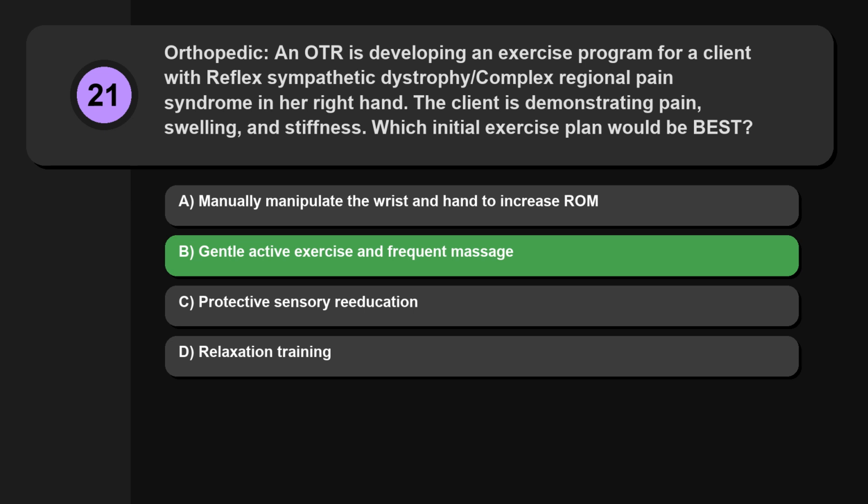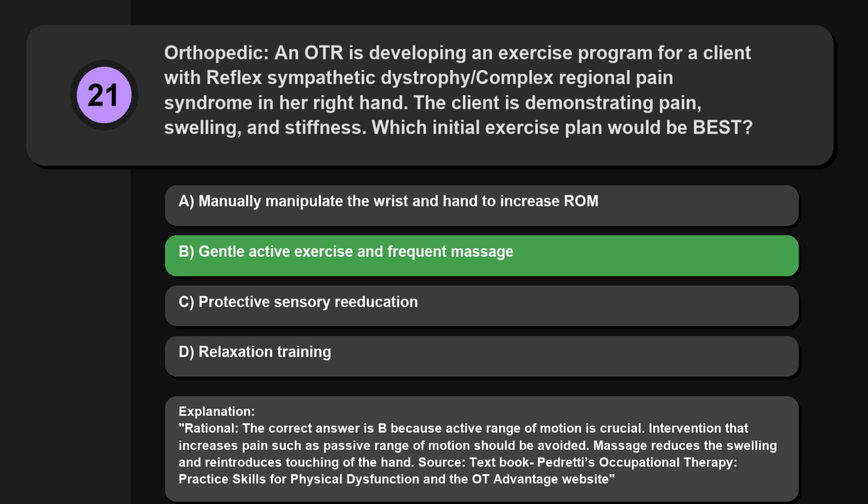Gentle active exercise and frequent massage. Rationale. The correct answer is B because active range of motion is crucial. Intervention that increases pain, such as passive range of motion, should be avoided. Massage reduces the swelling and reintroduces touching of the hand. Source: textbook Pedretti's Occupational Therapy: Practice Skills for Physical Dysfunction, and the OT Advantage website.